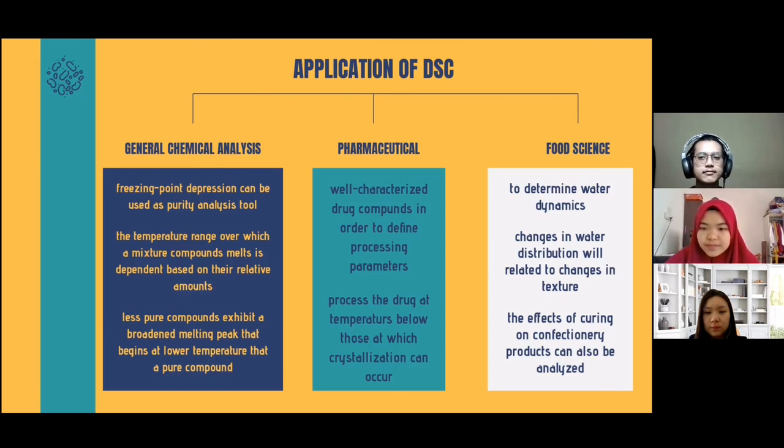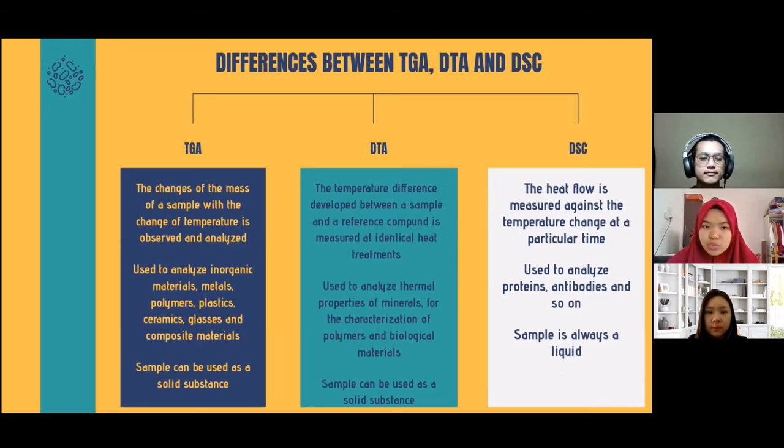we can also use it to study the effects of curing on confectionery products. Okay, so we already know about three methods of thermal analysis, which are TGA, DTA, and also DSC.